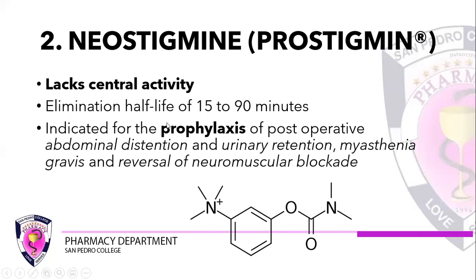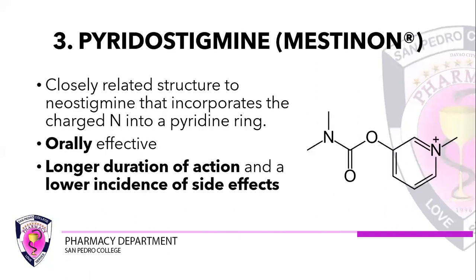Elimination half-life is 15 to 90 minutes, and it's indicated for the prophylaxis of post-operative abdominal distension and urinary retention, myasthenia gravis, and the reversal of neuromuscular blockade or muscular weakness. Third one, pyridostigmine. If you would check on the structure of pyridostigmine, it has a tertiary amino group. So, ibig sabihin nito, lipophilic siya compared to neostigmine, therefore making it orally effective, and it has a longer duration of action and a lower incidence of side effects.